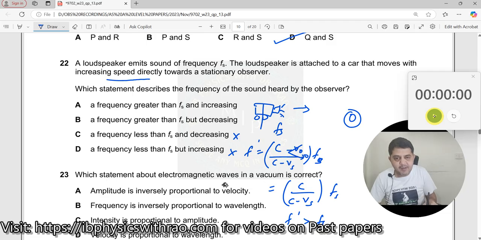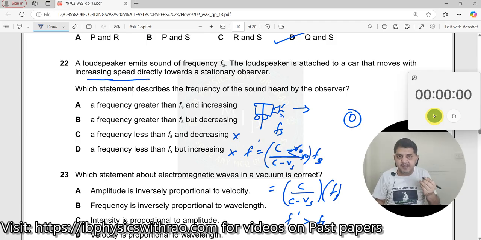Now as it is moving over here, what happens to vs? The source velocity. See, as it says here directly, increasing speed. Increasing speed means this value of vs is increasing, which means the observer will now be able to get more number of waves, which means the frequency is continuously increasing. First thing is that the value of it is larger than fs, and secondly the frequency is also seen to be increasing.